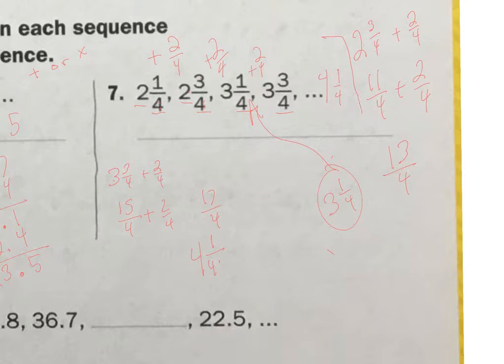And then we want to go one more. Let's see what one more is. Okay, 4 1/4 plus 2/4. We'll make this into 17/4 plus 2/4 equals 19/4. How many times does 4 go into 19? Goes in there 4 times. 4 times 4 is 16. That leaves 3. So it's 4 3/4. That would be the next one. 4 3/4. Okay.